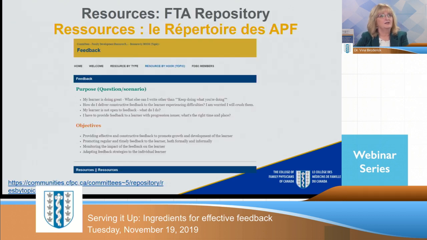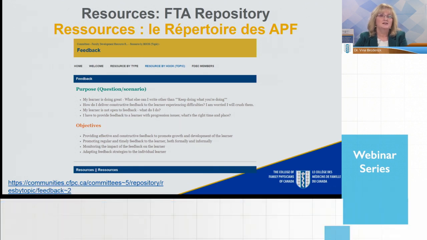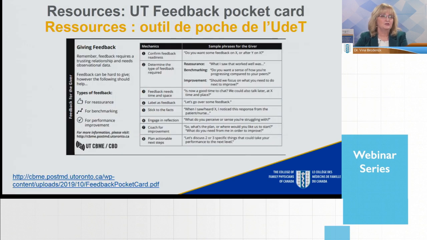So that's a lot of information there about all the different models and things, and I'll refer our teachers to the CFPC website under the Faculty Development FTA Framework website, where they can find more information about these methods and the things that I've discussed. There's also a very helpful feedback card that's provided by University of Toronto, which I found to be quite helpful and very succinct, and it's a pocket card so that learners can carry it and the preceptors can use it as well.